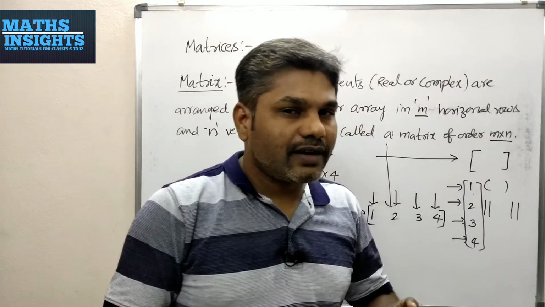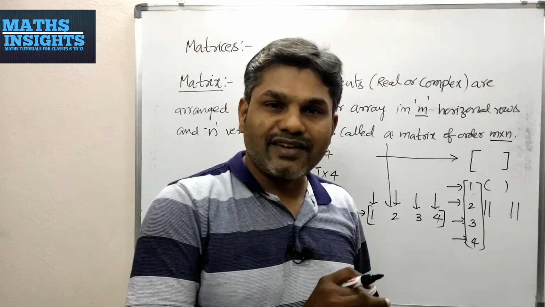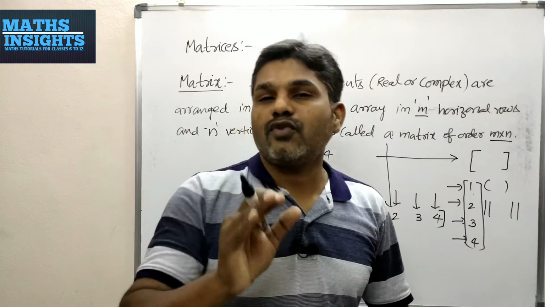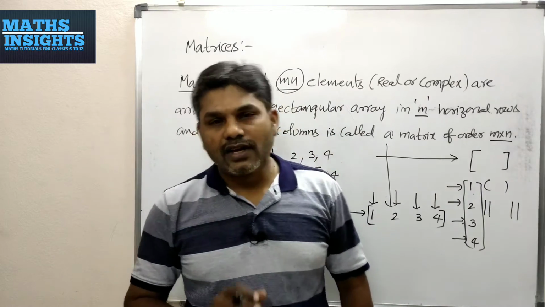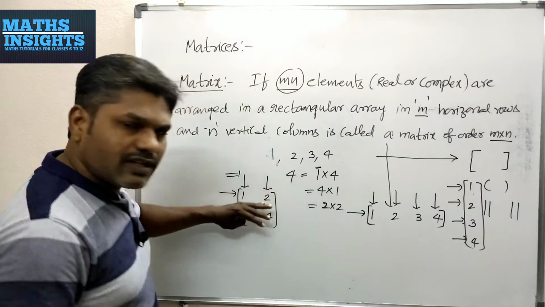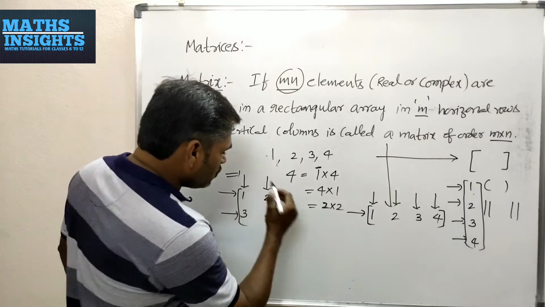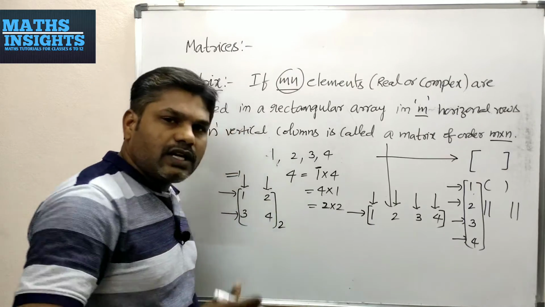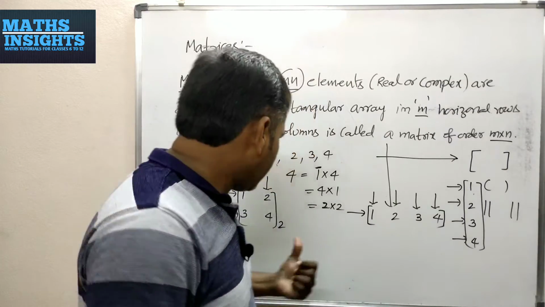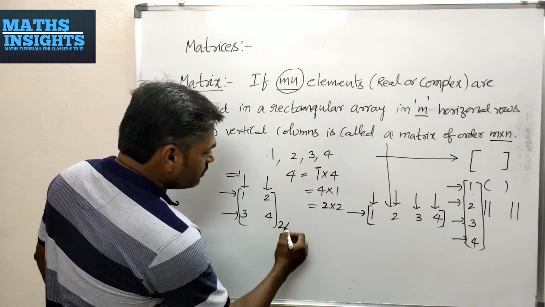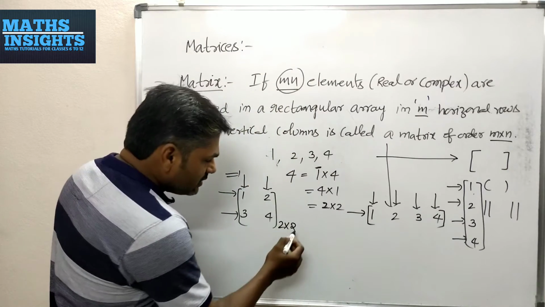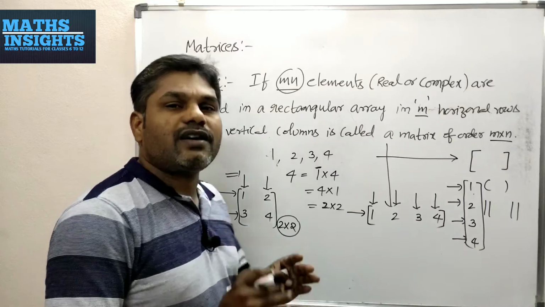Now we have to write the order. Order means how many rows are there and how many columns are there. Coming to this arrangement, how many rows? Actually 2 rows. So you have to write down on the right side of the matrix, 2 rows by 2 columns. This is called the order of the matrix.